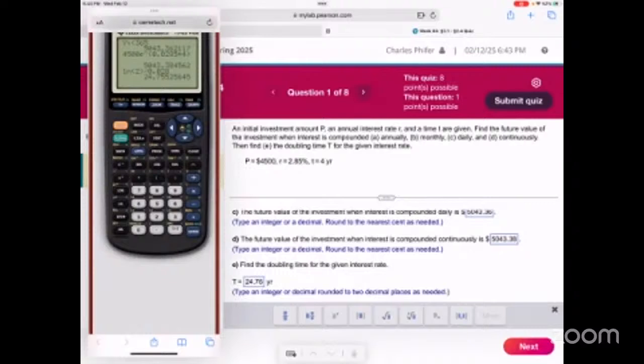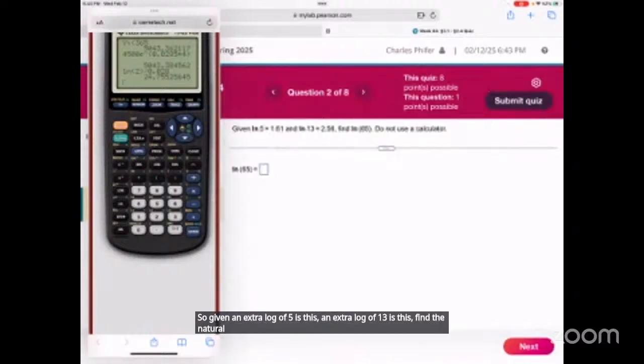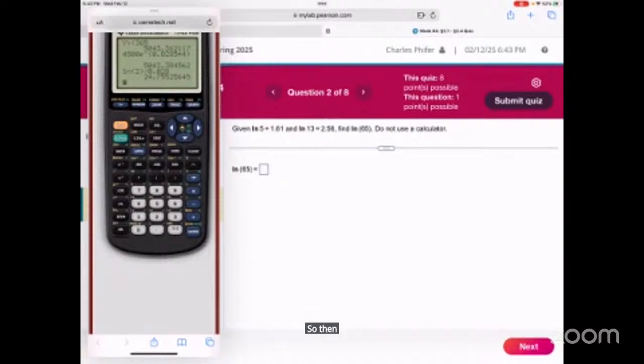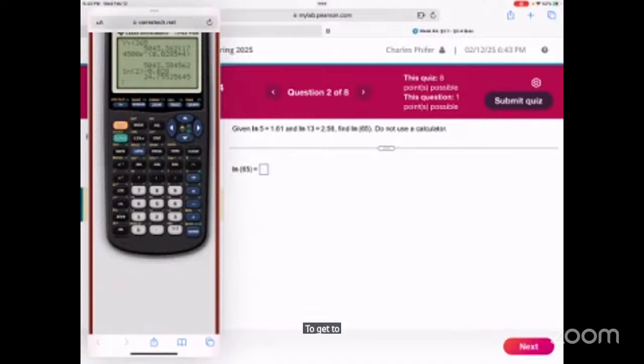Given the natural log of 5 is this, natural log of 13 is this, find the natural log of 65. So this is using the rules of logarithms. What's 5 times 13? 50 plus 15 is 65. So 5 times 13 is 65. So the log of 65 is the same as the log of 5 times 13. The log of a product is the same as the sum of the logs. So we basically just add these two answers together to get our result.